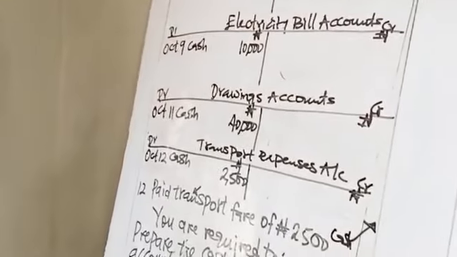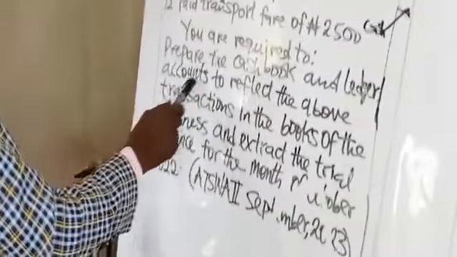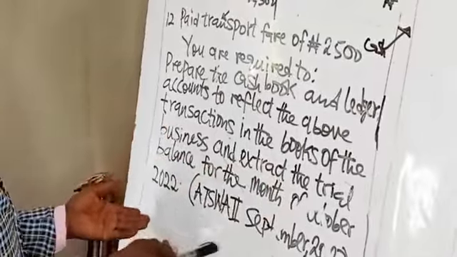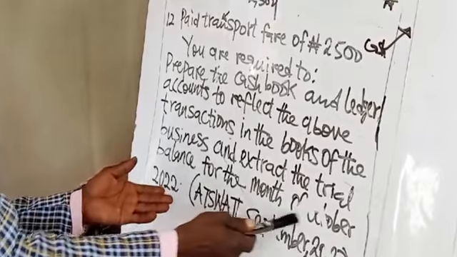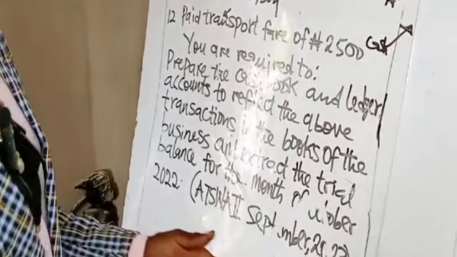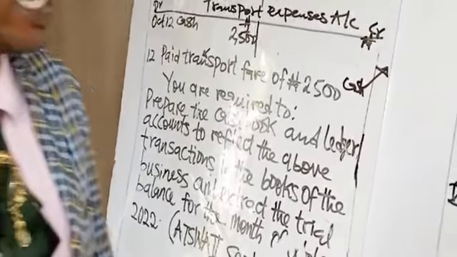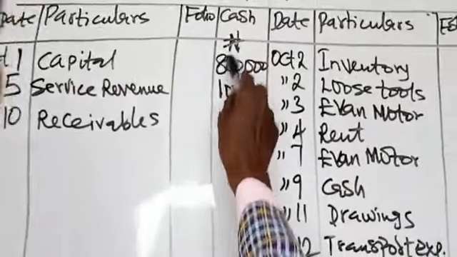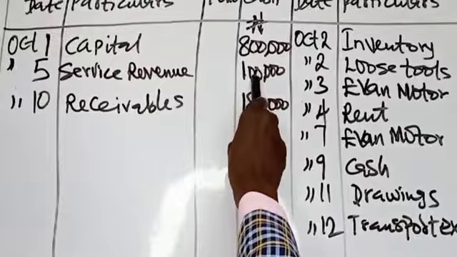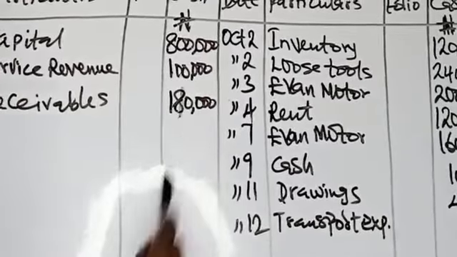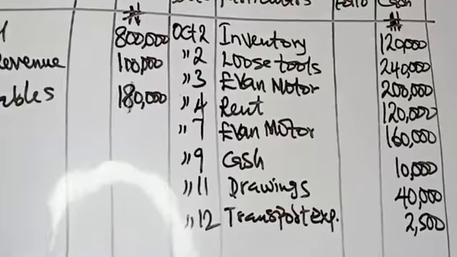Back to the question. You are required to prepare the cash book and the ledger accounts to reflect the above transactions in the books of the business and extract the trial balance for the month of October 2022. The next thing is to balance the accounts. Now, let's balance the account. The debit side, 800,000 plus 100,000, that is 900,000, plus 180,000, which is 1,080,000 naira.